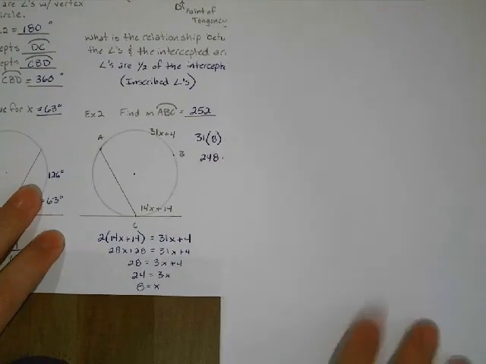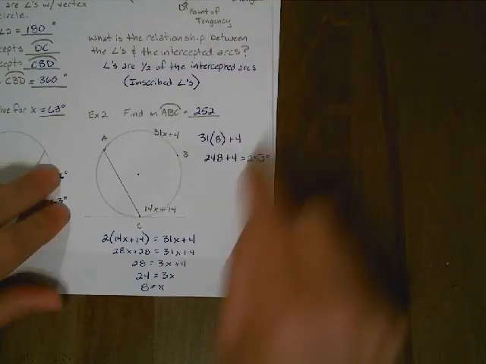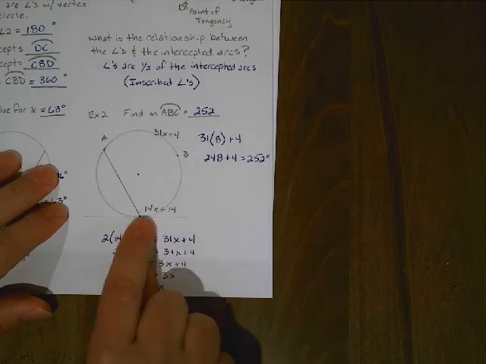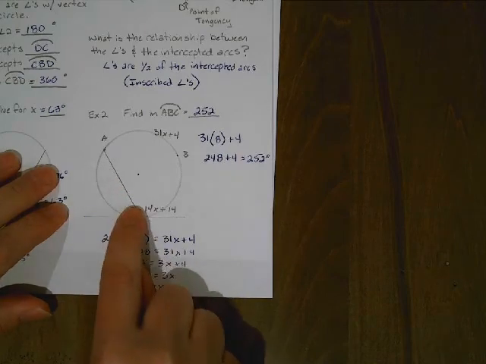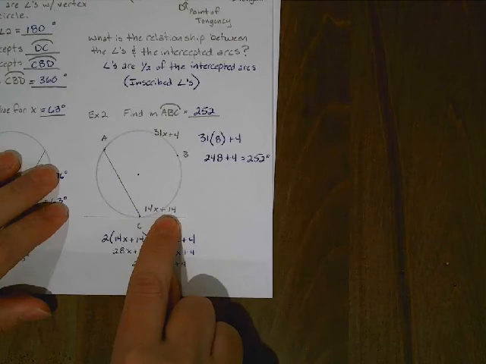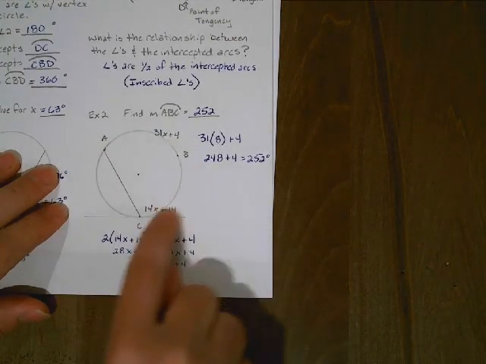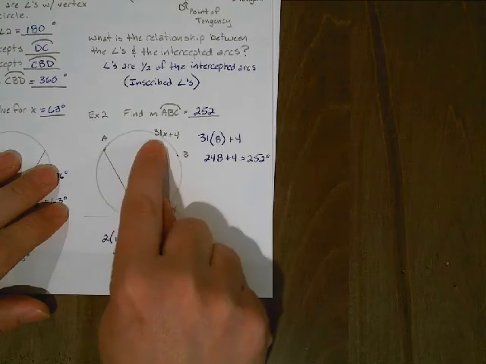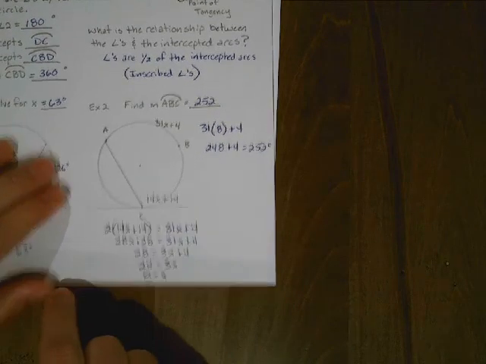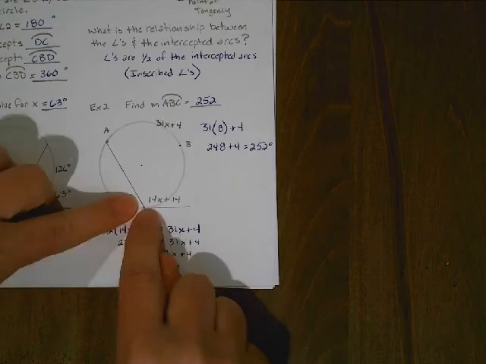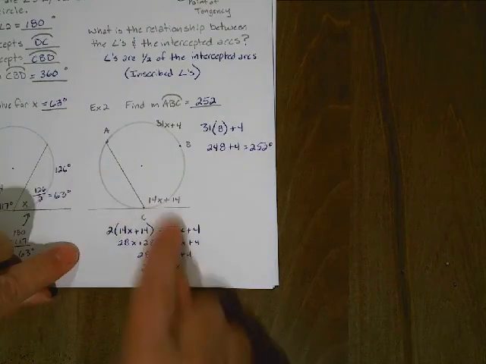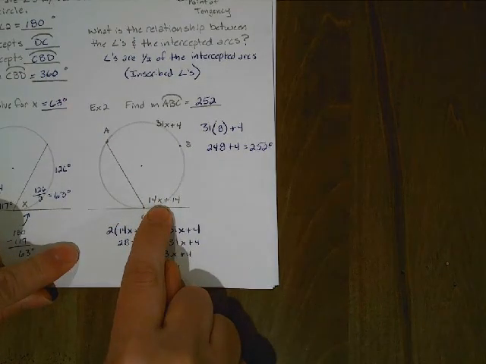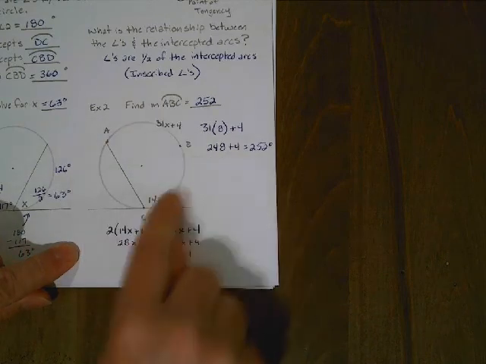All right, next one. So on this one, I've got this inscribed angle. It's made of a tangent and this chord over here, AC. And it's 14x plus 14. And then this major arc out here is 31x plus 4. So this is an inscribed angle, and the arc inside of that angle is 3x plus 4. So we know that two of these inscribed angles equals one of those intercepted arcs.